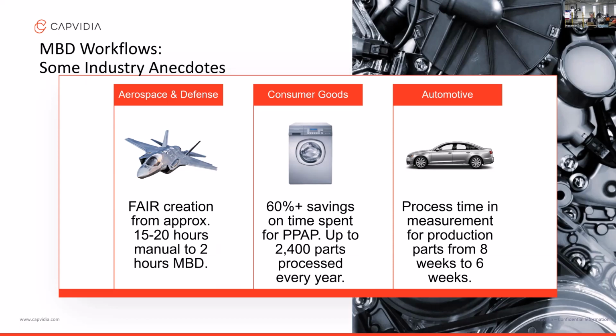In the consumer goods industry, one of our users was seeing about 60% time savings on their PPAP process by automating all their inspection documentation through MBD. And then in the automotive area, there was a user that was carrying out coordinate metrology, CMM measurements, and on a production part, they took the processing time from 8 weeks to 6 weeks through this process. Which is a pretty big gain for automotive. So it's just a little sampling of some of the ROI anecdotes that are out there.